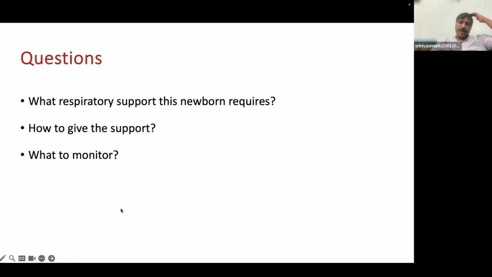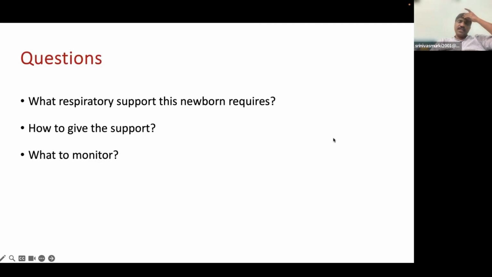But I said we prefer bubble CPAP. Why do we prefer bubble CPAP over nasal IMV? Maybe 1 or 2 answers I can get. Why do we prefer bubble CPAP over nasal IMV? So in bubble CPAP, we call it CPAP only because you're giving pressure both during inspiration and expiration. In ventilation, we call it PEEP because it is given only during expiration. So, but why do we prefer bubble CPAP over nasal IMV?